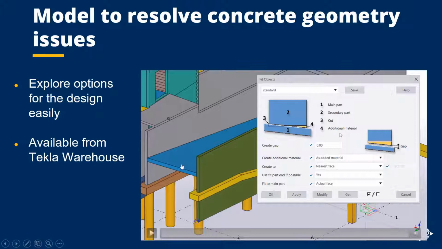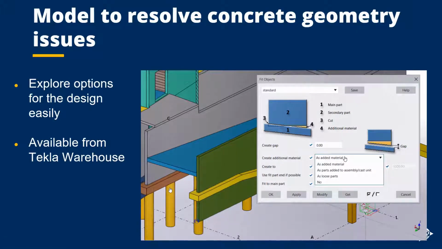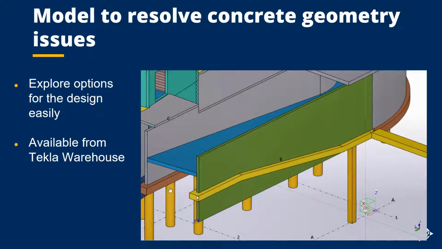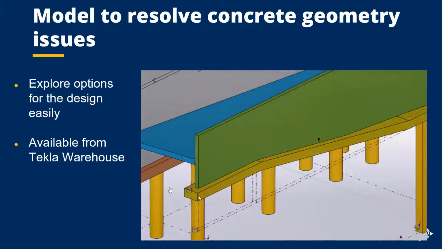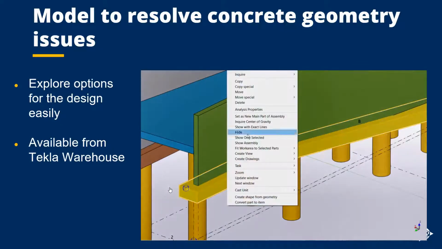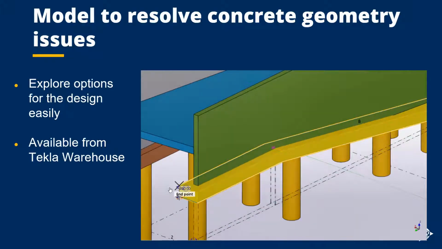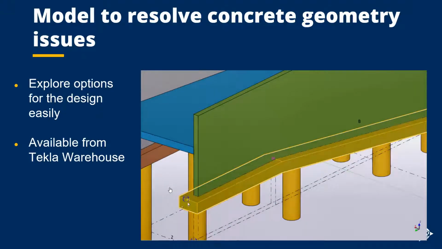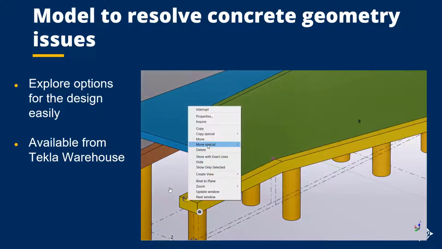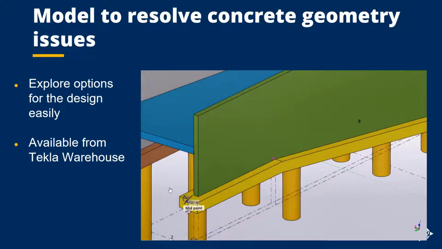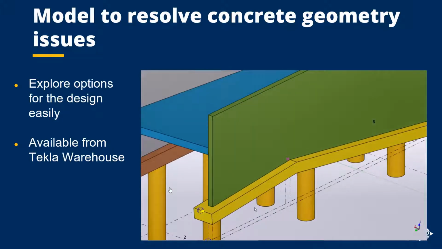Also now you can model to resolve concrete geometry issues more simply. It allows you to explore options for the design much more easily. This is available from Warehouse, and this means that we have complex horizontal element conditions, such as a sloping slab or a dropping ground beam. You're able to use that as a defining cut for elements which are resting on that slab or on this ground beam in this case. So even as you move those elements and edit those elements, they will retain their relationship to each other.